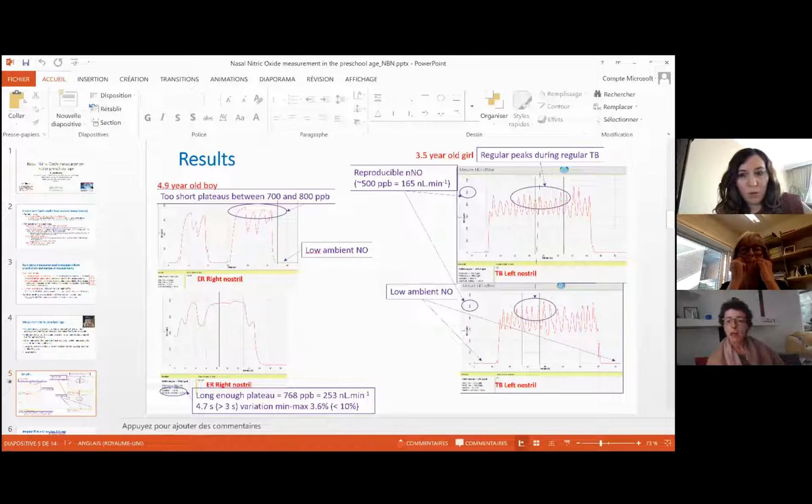Okay. And now we turn to a younger girl who is not able to perform an expiratory against a resistance maneuver or breath hold. She's just tidal breathing, and we can see quite regular peaks of tidal breathing here in the left nostril. And again, when we checked, it was again quite regular values of NO, around 500 ppb, so it's normal. And again, the ambient NO, we can see it here, is low. So these are perfect traces.